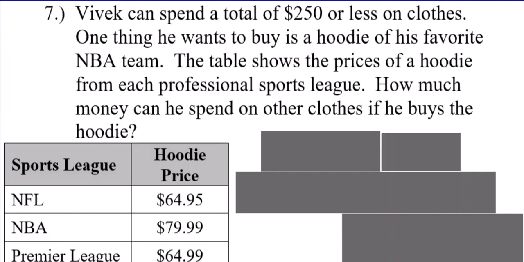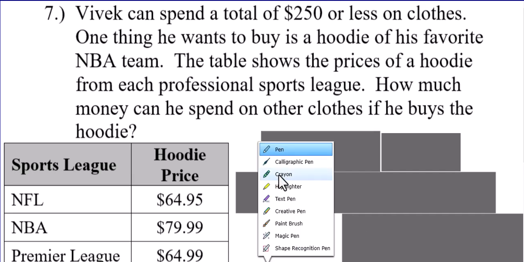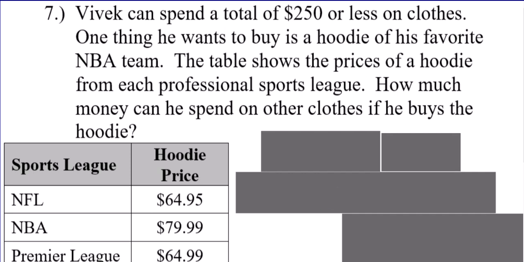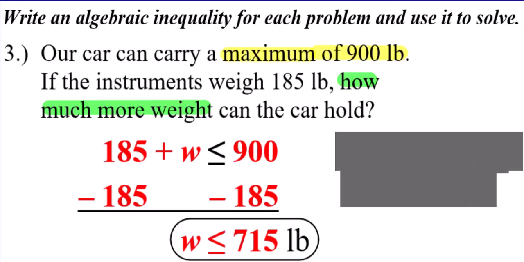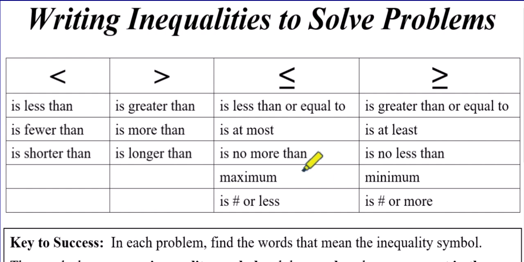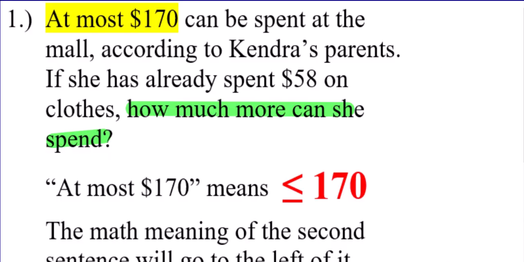Moving on. Problem number 7. Vivek spent a total of $250 or less. Now, this is not something I've been putting on a lot of these problems, where it gives you a certain number or less. This is mentioned at the very top of the first page. A number or less means less than or equal to that number. Just like if you had a number or more, it would mean greater than or equal to that number.